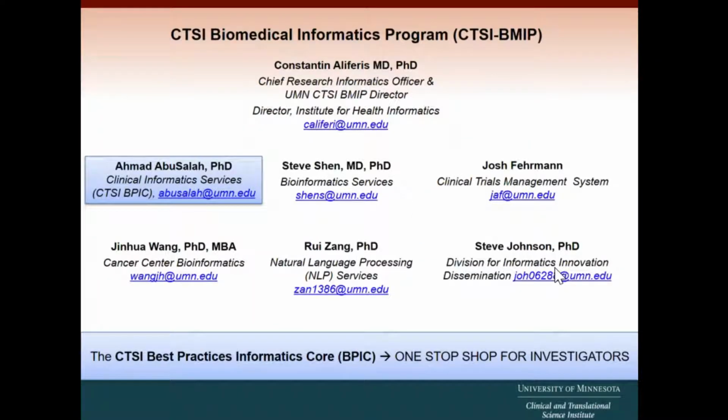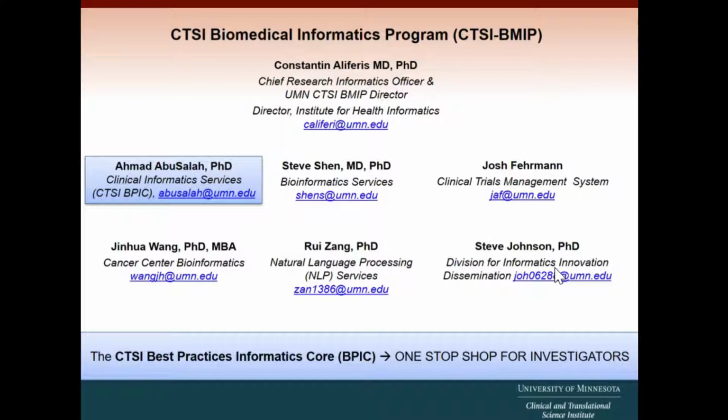So the clinical informatics program is part of the overall CTSI Biomedical Informatics program led by Konstantin Aliferas. I manage just the clinical informatics services, although the infrastructure in my team supports bioinformatics, which is led by Dr. Steve Shin, then also cancer informatics for Jinhua Wang, Ru Zhang for natural language processing, and Josh Furman, who is managing the clinical trial management system. I'm pretty sure if we have a clinical trial, then you know this name.